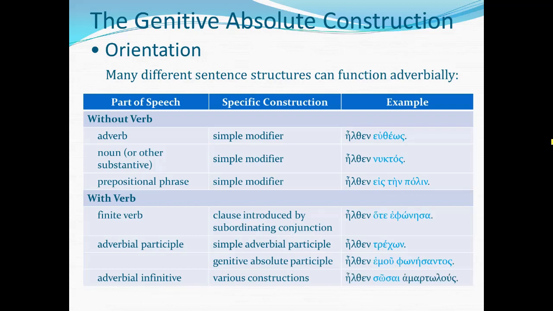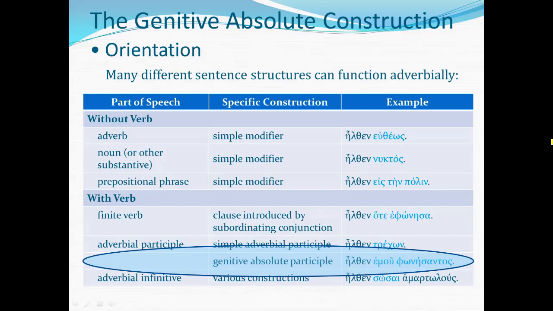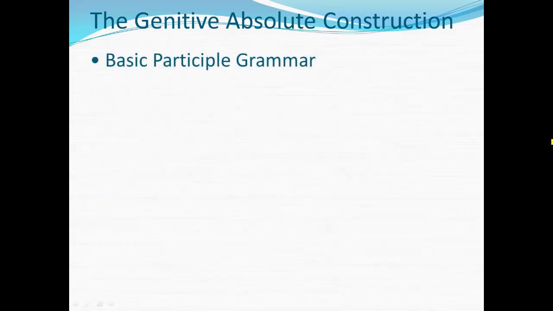And then as a very simple adverbial infinitive, you would have the sentence, he came to save sinners, with sosai expressing the purpose of the coming. Of course, we're going to focus now on the genitive absolute participle, one of the two participial constructions used adverbially. So let's zoom in a little bit and talk about basic participle grammar.